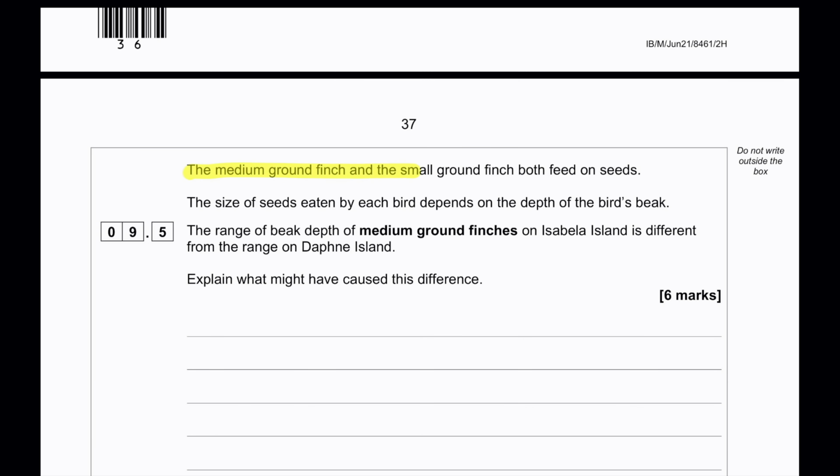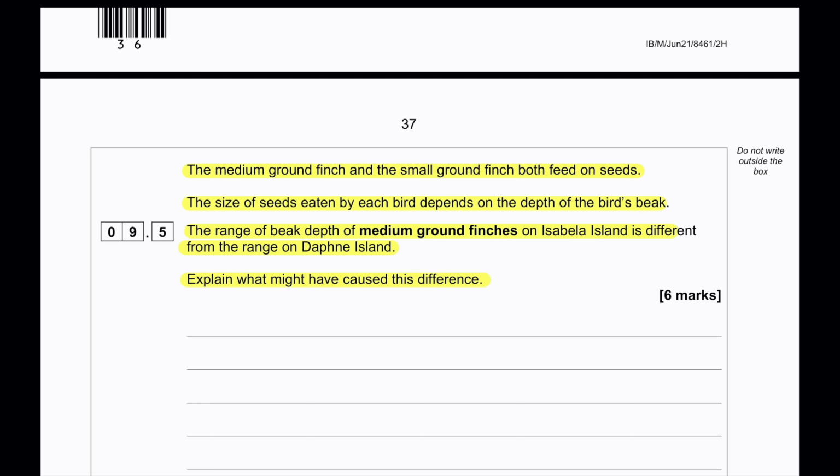The medium ground finch and the small ground finch both feed on seeds. The size of seeds eaten by each bird depends on the depth of the bird's beak. The range of beak depth of medium ground finches on Isabella Island is different from the range on Daphne Island. Explain what might have caused this difference.